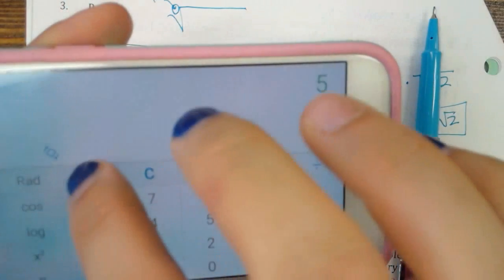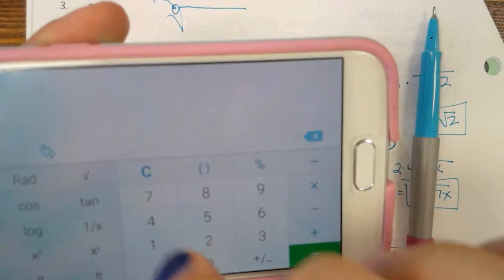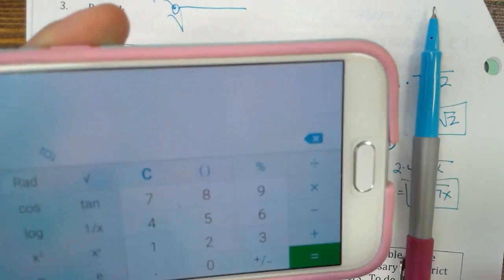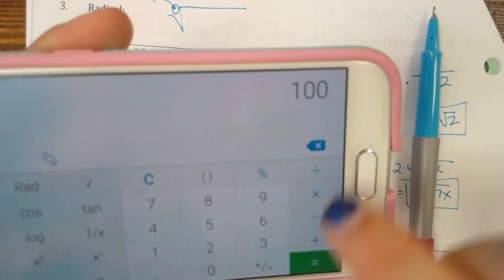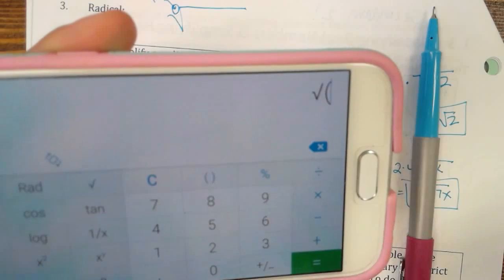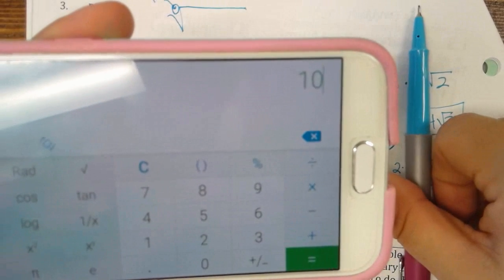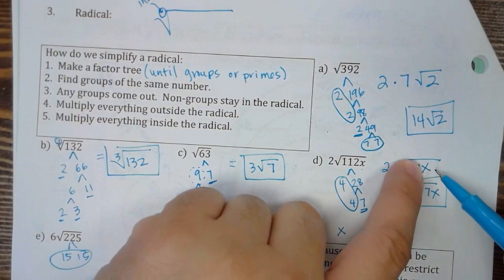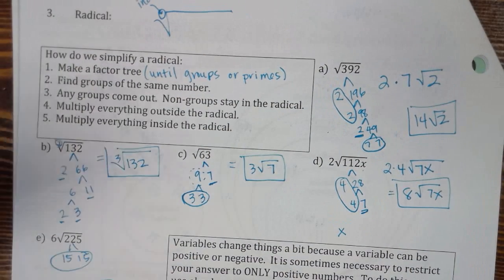If I take the square root of 36, positive. If I take the square root of 49, positive. If I take the square root of 100, positive. All of our square roots have to be positive. So variables change things though, because this x right here, or this x right here, could be negative or positive. We don't know.